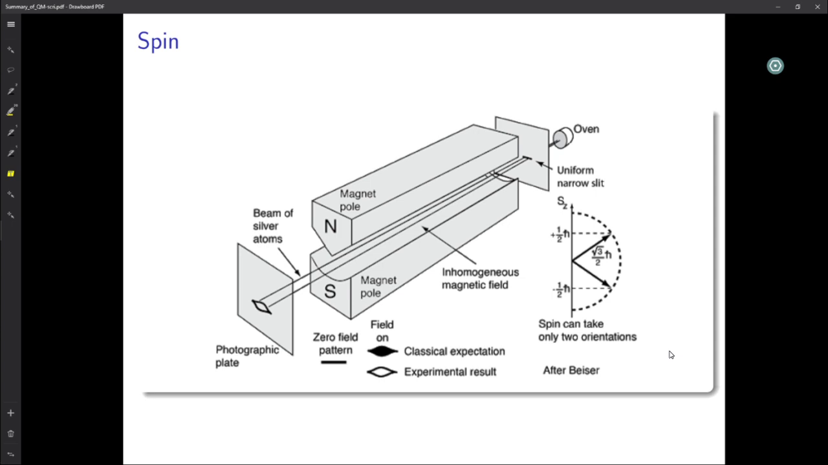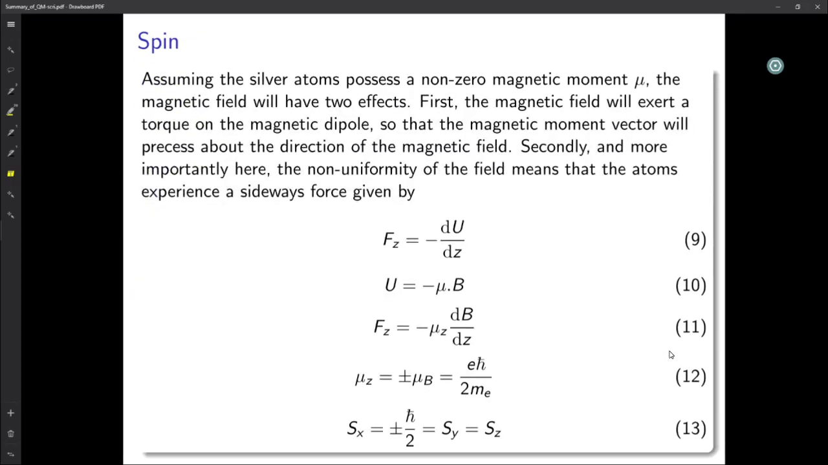The classical expectation was just one line, but the experimental result showed distinct lines. They were confused as to why this happened, and then they were able to attribute it to the electron possessing an intrinsic spin. The two young PhDs that I mentioned before came up with the explanation that it had to be due to the intrinsic angular momentum, or the spin, of the electron. The spin of the electron doesn't depend on any external agents or on anything else. It's just an inborn property that an electron needs to have in order to exist as an electron.